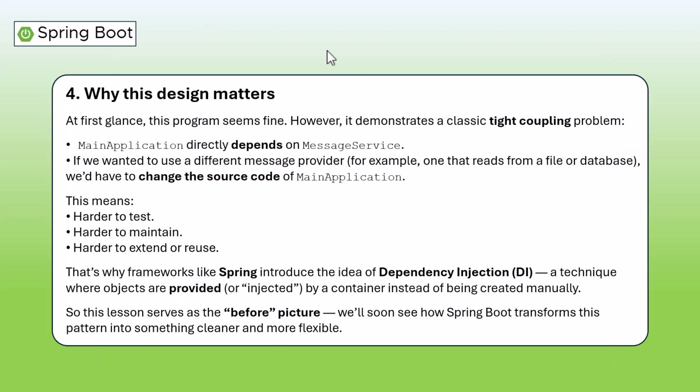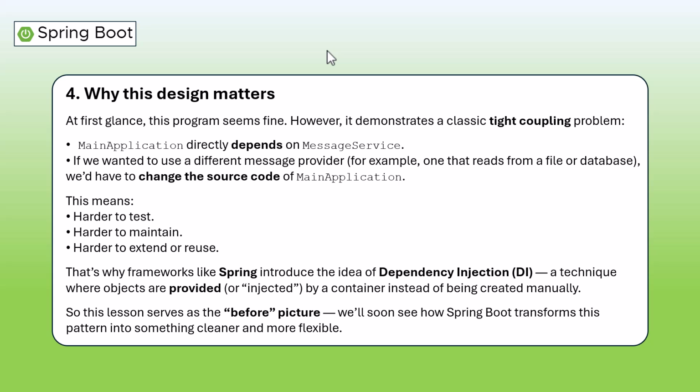Four, why this design matters. At first, this design looks perfectly fine. It's simple, direct, and works exactly as expected. But it hides an important lesson about software architecture, and that's the concept of tight coupling. In this example, the main application directly depends on the message service. It creates it manually, using the new keyword.